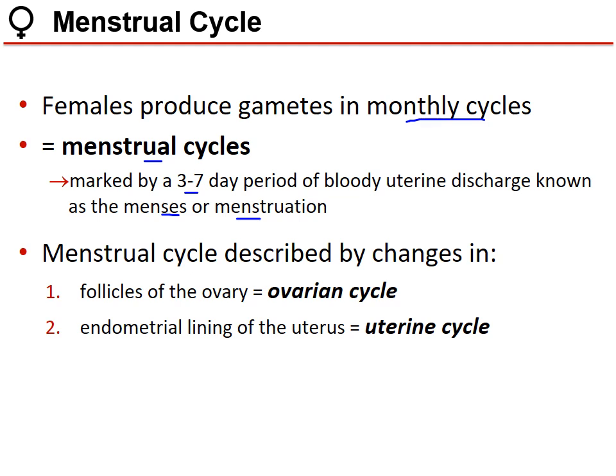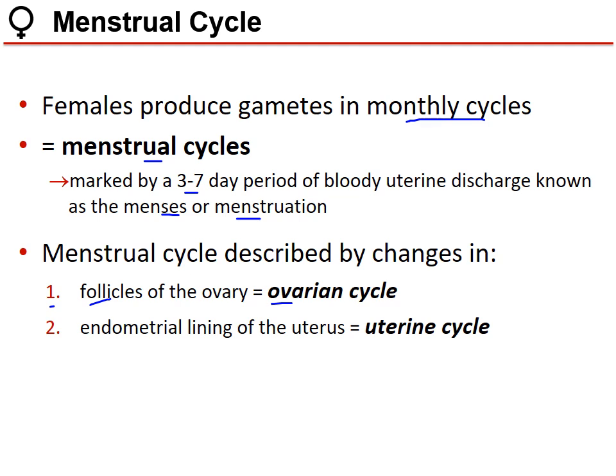So menstrual cycles can be described firstly by looking at the changes that happen in the follicles of the ovary, and this is referred to as the ovarian cycle. As we just saw, the different follicles in their phases of development and decline within the ovary are the changes of the menstrual cycle, specifically pertaining to the ovarian cycle.